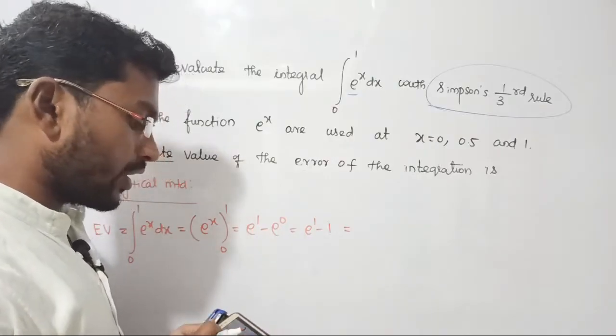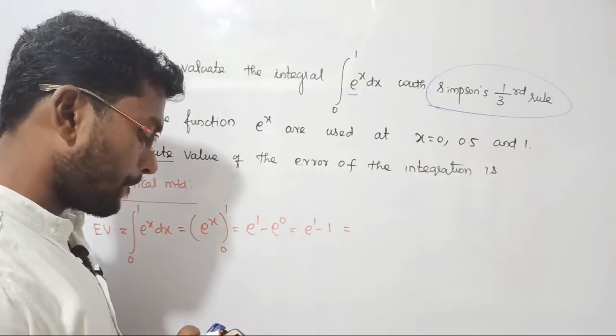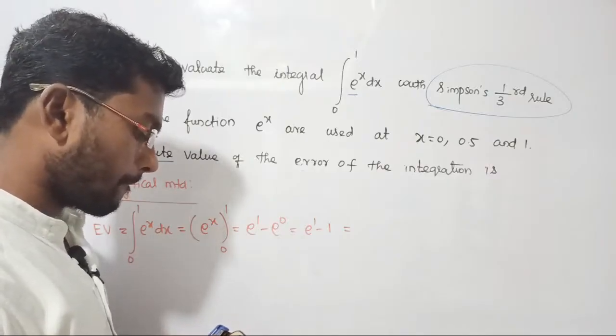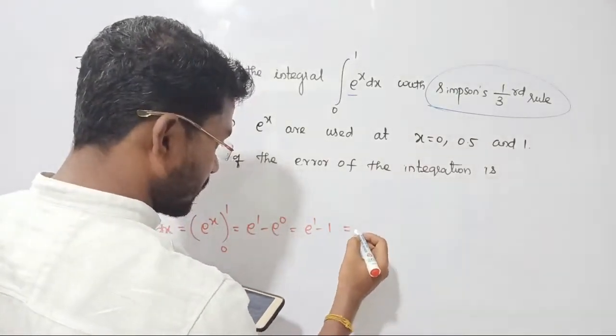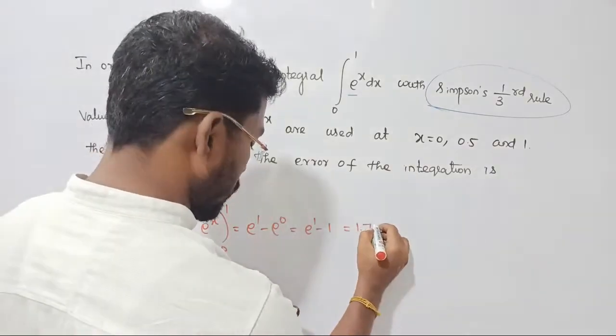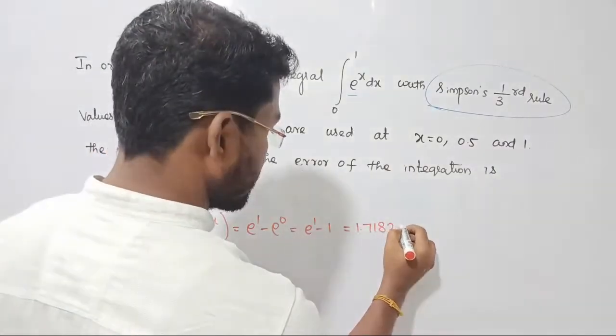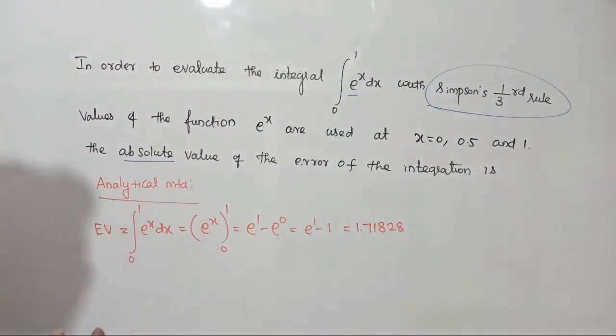Already we have e power 1, right? So, the calculation is already available. If I subtract 1, I'm getting 1.718. Let us consider a few more digits in order to get the exact value. So 1.71828, right? So that is the exact value. We got the exact value.